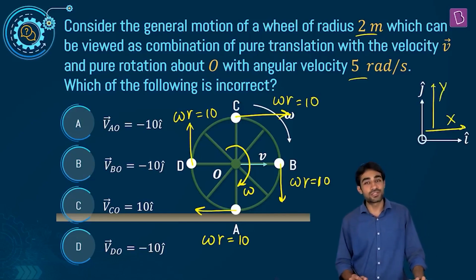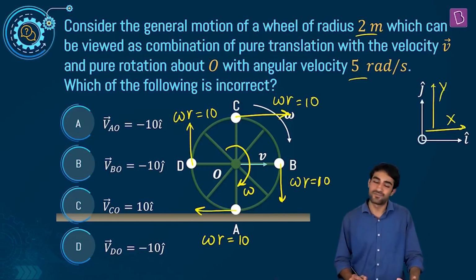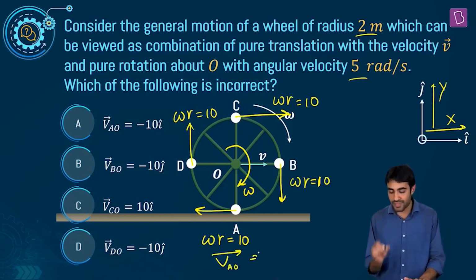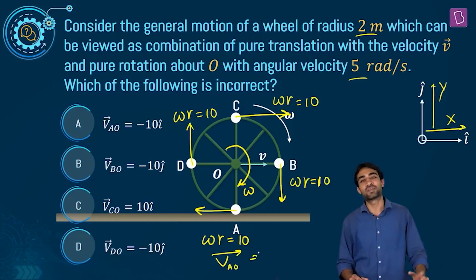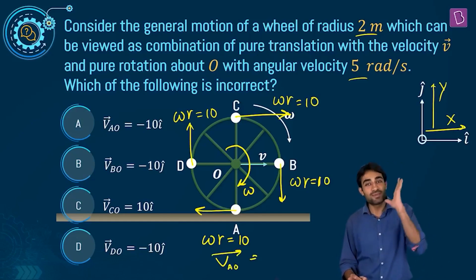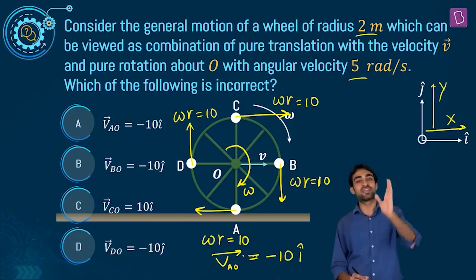We have the direction represented by the unit vectors i cap and j cap. Now, first of all, velocity of A with respect to O. What is this relative velocity? With respect to O, A is moving in the backward direction with 10 meter per second. So we have minus 10 i cap. Can you see that? Yes, we can.